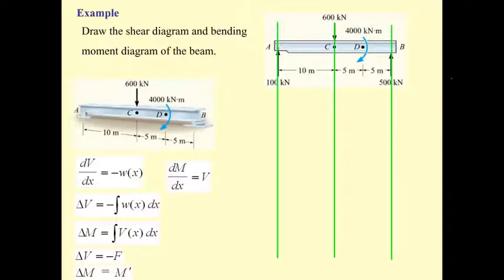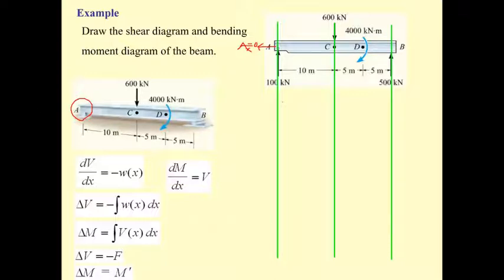Okay, this example is for the simple beam. Previously, we considered the cantilever beam. This simple beam has a pin support at A. So the free body diagram is supposed to have A sub x here, but since the summation of forces in x equals 0 and there is no horizontal force, A sub x is 0.